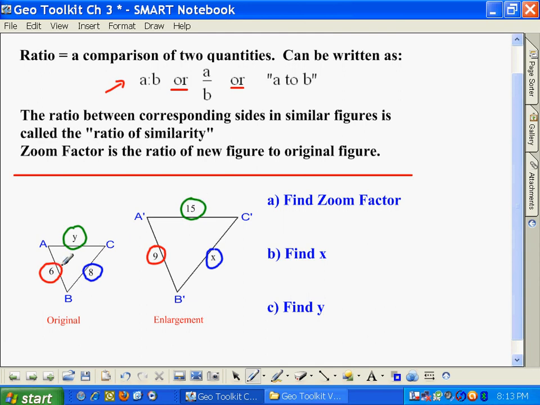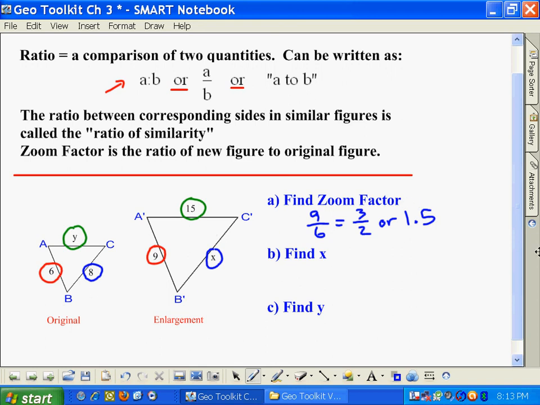So we have 6 to 9, and we're always looking at the new figure relative to the original. The new figure is 9, so our zoom factor is going to be 9 over 6. You can reduce that down to 3 over 2, or if you prefer, we can call that 1.5. So it looks like our enlargement is 1.5 times as big as the original.